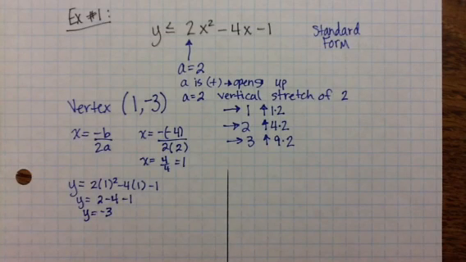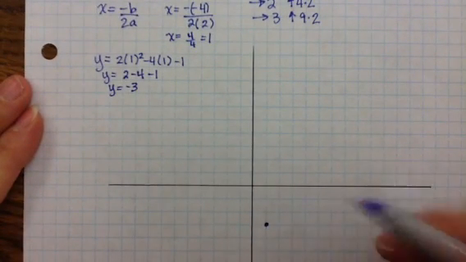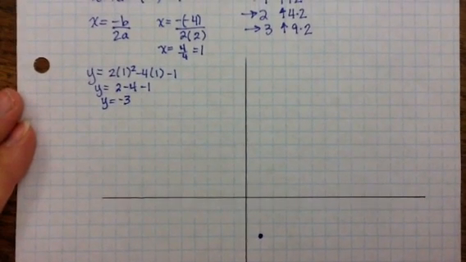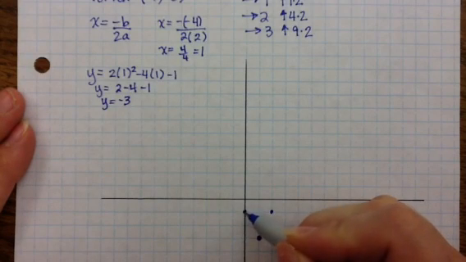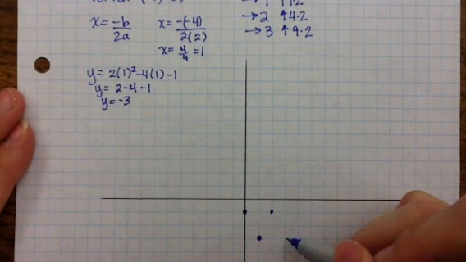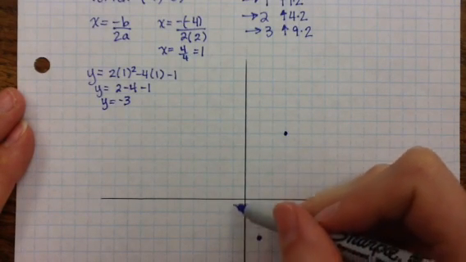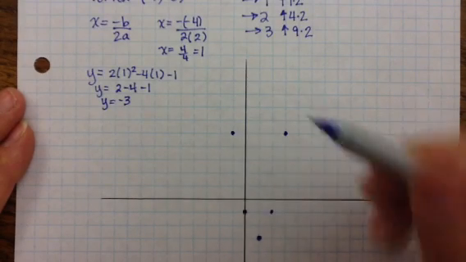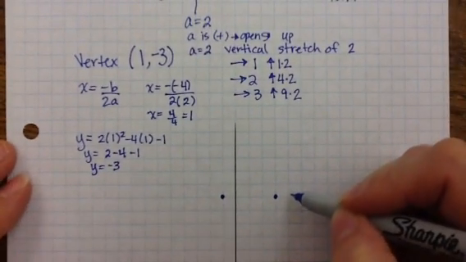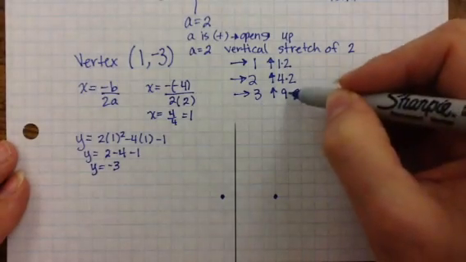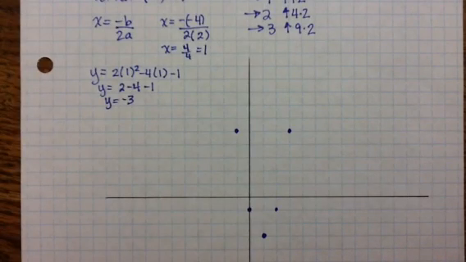I'll graph my vertex at 1, -3. And then from there, I'm going to follow that pattern, over 1, up 2, over 1, up 2, and then over 2, up 8, and then over 3, up 18 is going to be way up here, like way up here inside my work for my problem. So I'm not going to worry about sketching that point.